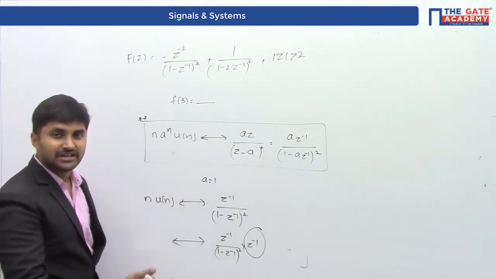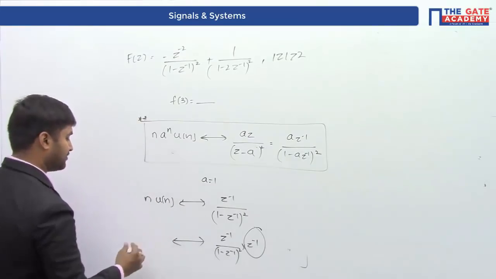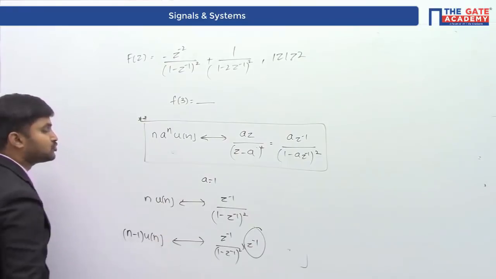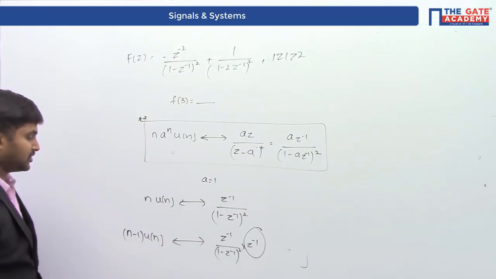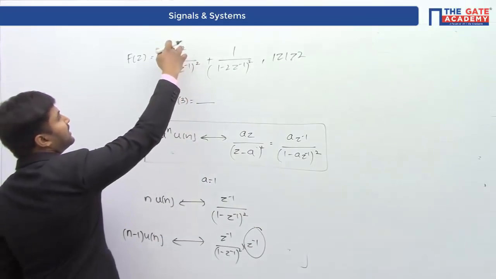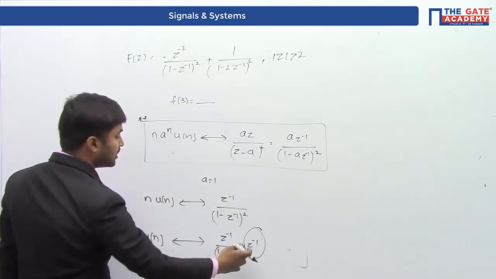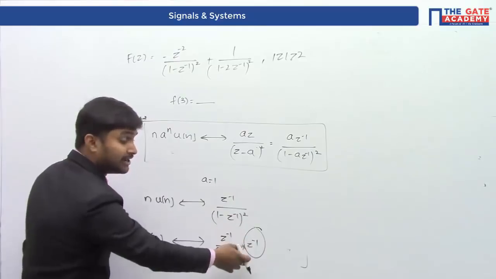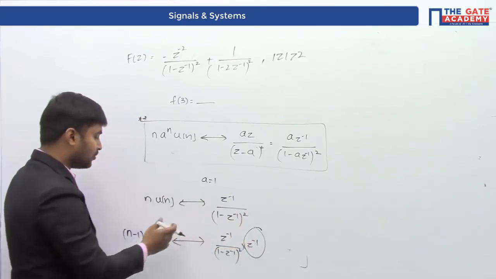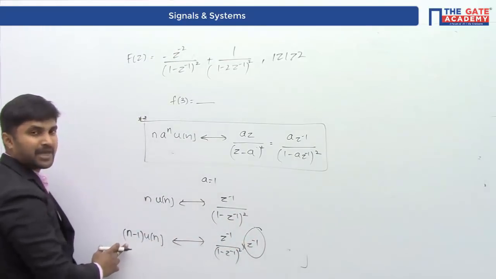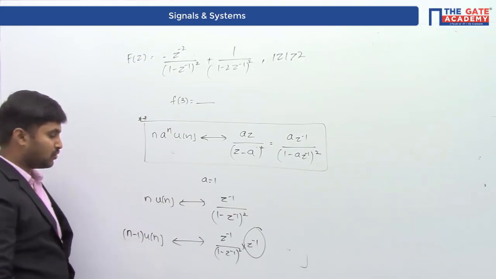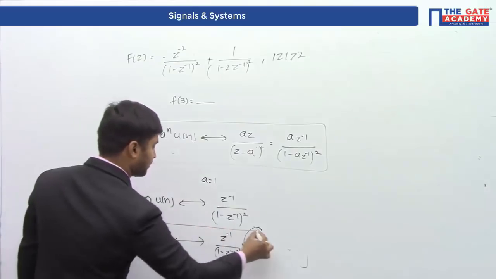There will be a delay of 1 unit in the time domain, so it has to be n minus 1 into u of n. Because I require z power minus 2 in the numerator, I'm going to multiply by z power minus 1 on the z side. What happens in the time domain is that it becomes n minus 1 into u of n. So this is the case.